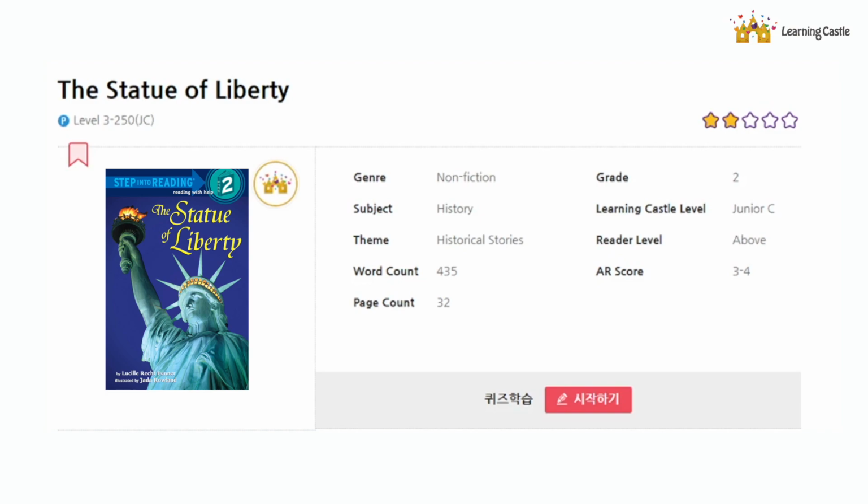And as everyone knows, this is a nonfiction history book, history series, and the book conveniently contains drawn pictures and also real photographs that students can look at and see. Maybe for students that haven't seen it, they could look at the process of how it started or how the sculpture began. This is for grades 2 to 3 or even younger, and in Learning Castle level, it's labeled as Junior C.